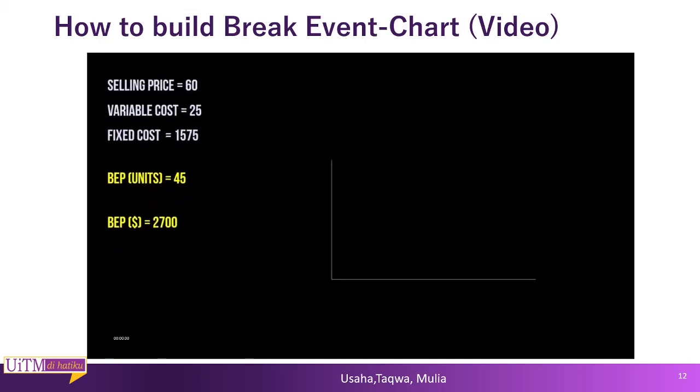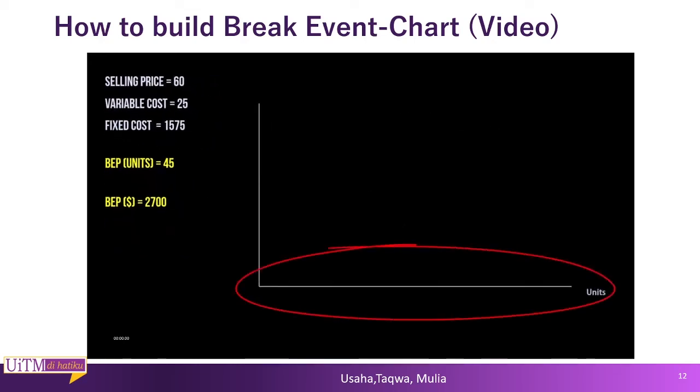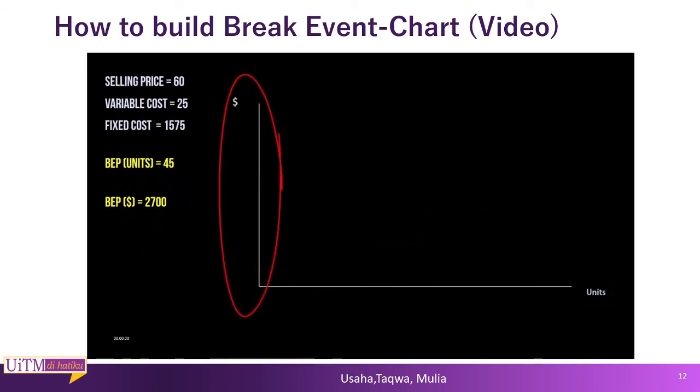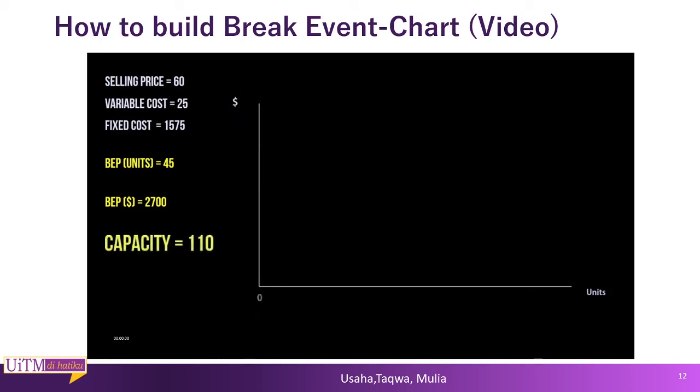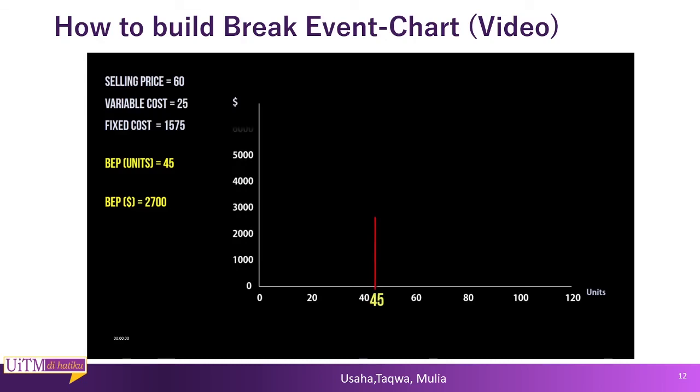To construct the graph, we plot units on the horizontal axis and dollars on the vertical. Now, suppose for units we have a capacity of, say, 110, then we can go as far as maybe 120, as long as we capture the break-even unit of 45 centrally. And for dollars, I can do 1,000 per unit here to ensure the break-even dollars of 2,700 is captured. So the break-even point here is 45 and 2,700.